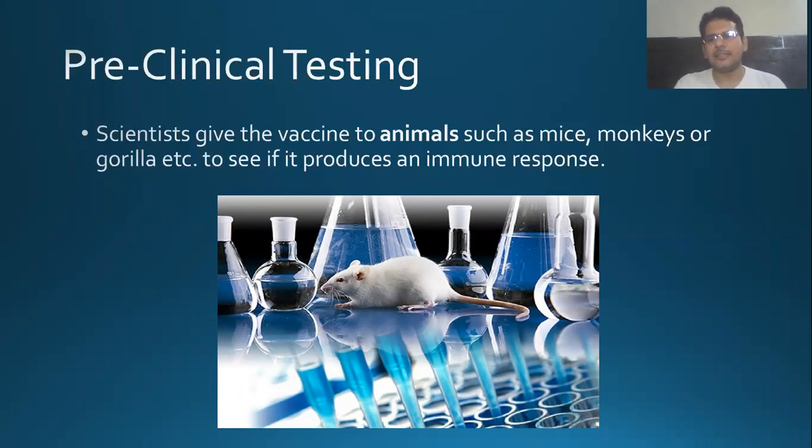In this case, we also check the safety, whether our vaccine is having any harmful impact on the animal or not. So two or three things are mainly the focus of preclinical testing. One is the dose, the other is whether it's giving the immune response, and the third is the safety. So in preclinical testing, we check these kinds of responses.